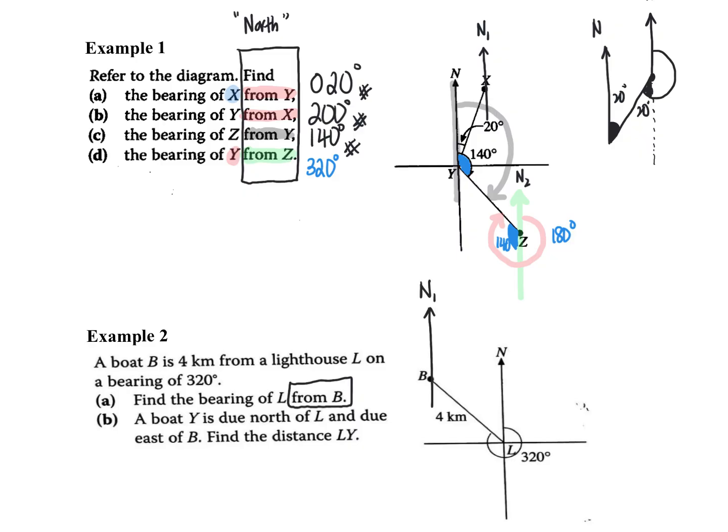Okay, what is the bearing of L? So start from the North Pole, turn until you see L. Done. So how to find this angle? Okay, find this one first, right? So your angle NLB is 360 minus 320, angles at a point. So this is 40 degrees.